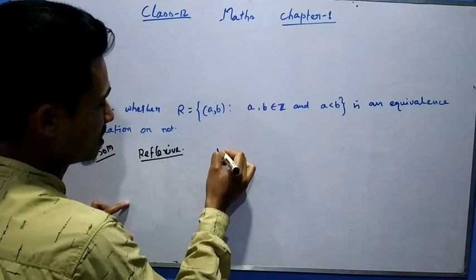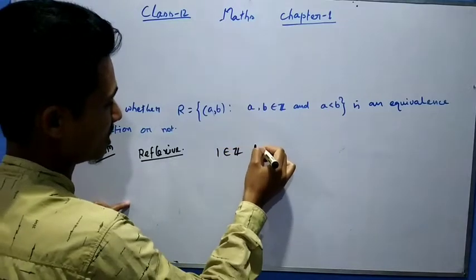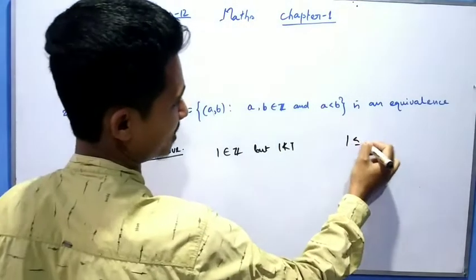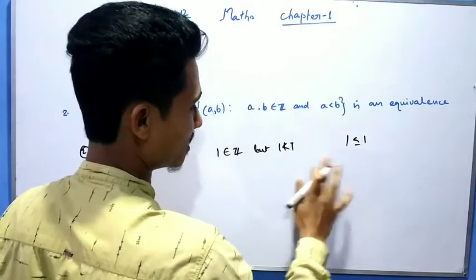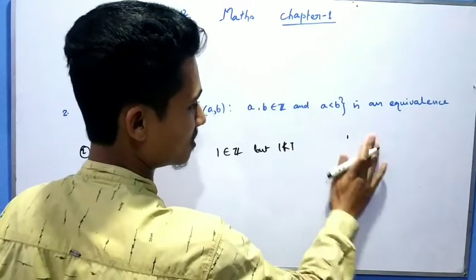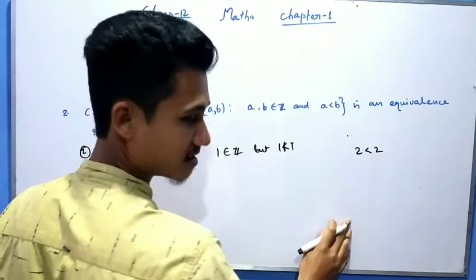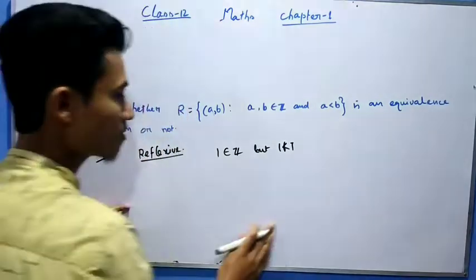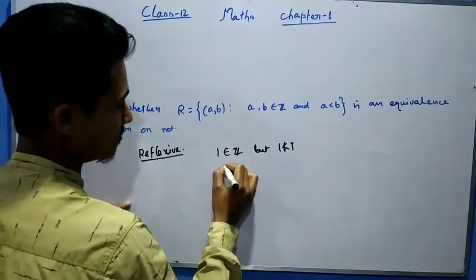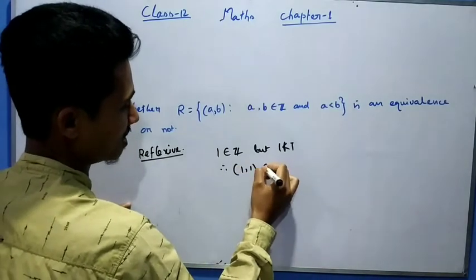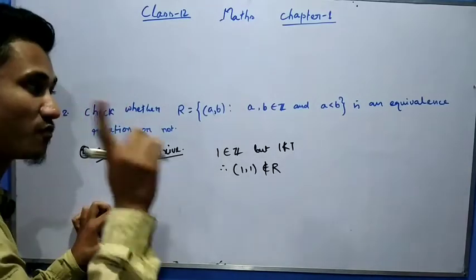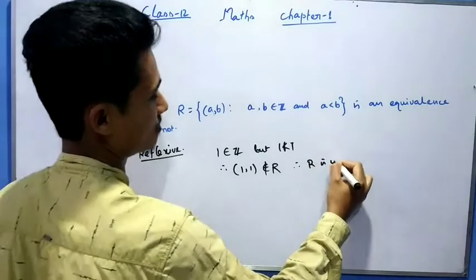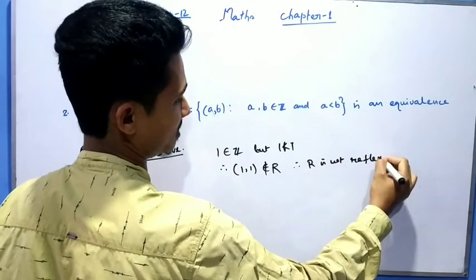So you check: we know 1 belongs to Z, but 1 is not less than 1. If it were 1 less than or equal to 1, then it's okay, but strictly it is not less. For any number, can I say 2 is less than 2? No, it's not possible. 2 is less than or equal to 2, we can say. But 1 is not less than 1, therefore (1, 1) does not belong to the relation. So if one of the elements is not there, then this is not reflexive. Therefore R is not reflexive.